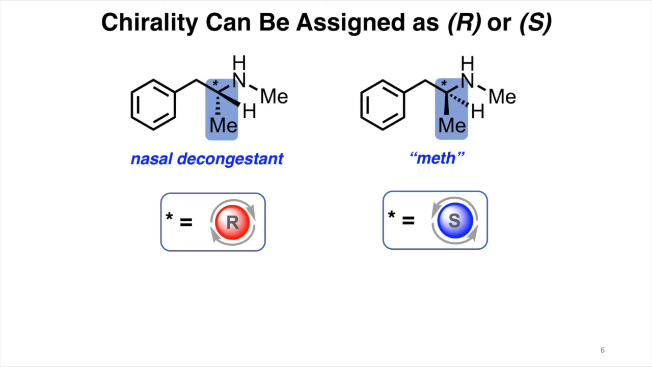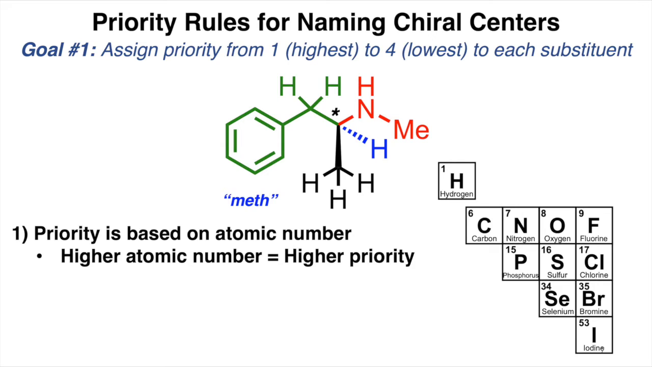So in order for organic chemists to assign chirality to a molecule, they needed some type of naming system. And this naming system is named after 3 chemists, Cahn, Ingold, and Prelog. Their system involves assigning priorities to each of the 4 groups attached to the chiral center, which we'll get into the rules next. The first goal that we want to accomplish is to assign priorities to each substituent where 1 is the highest and 4 is the lowest.